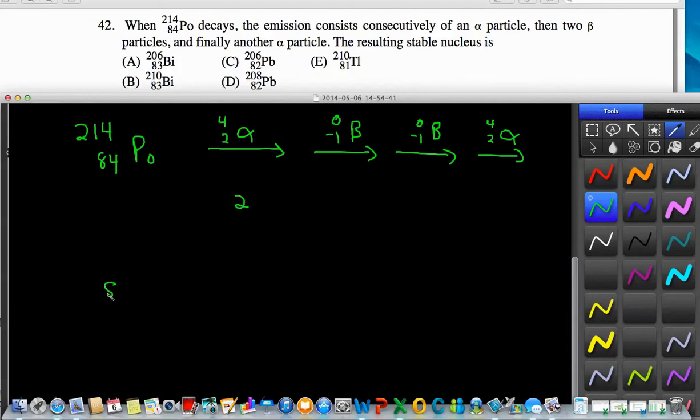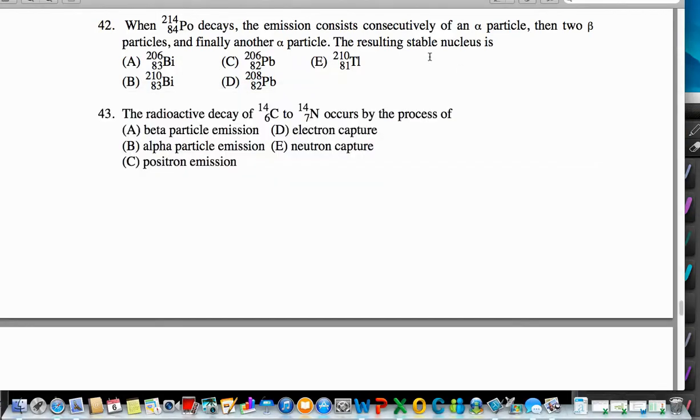So we'll have lead for sure. So you can use that to get rid of A and B and E. And the atomic mass is going to go down by 8. This is the familiar lead-206. This is answer choice C for number 42. 42, the credited response is C.